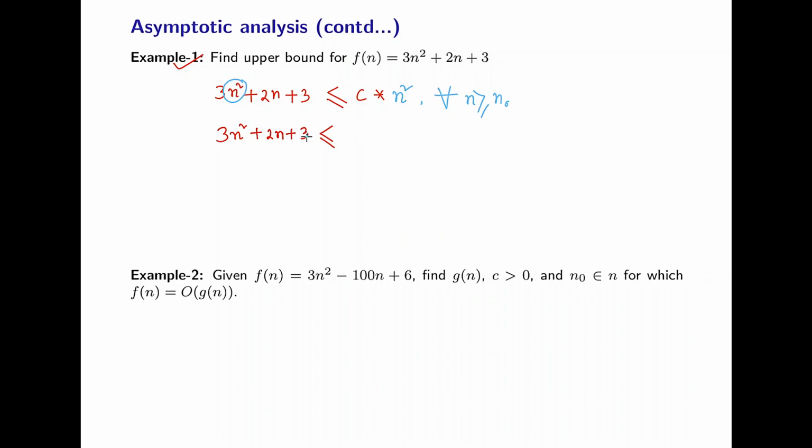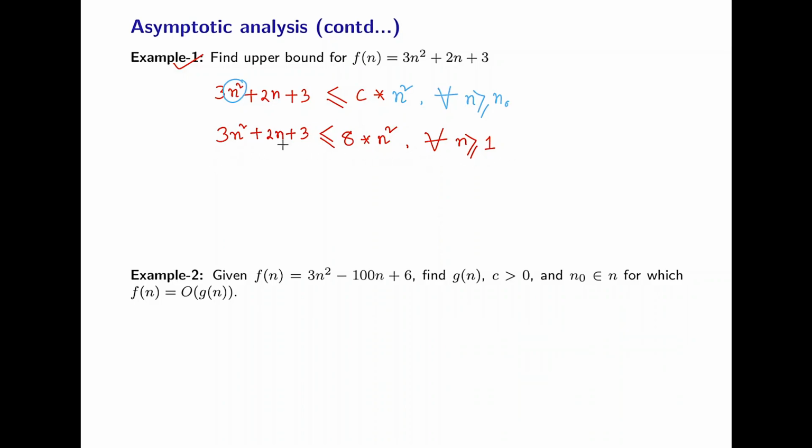Let's say I'm just adding up the coefficients. So 3 plus 2 plus 3, so it is 8. So let's say I am writing 8 into n square. So now if I write the value of C as 8, it will be true for n greater than equal to n naught. Let's say here it is 1. So for 1 it is true, for 2 also true, 3, 4, 5, 6, so it will be true for all values of n.